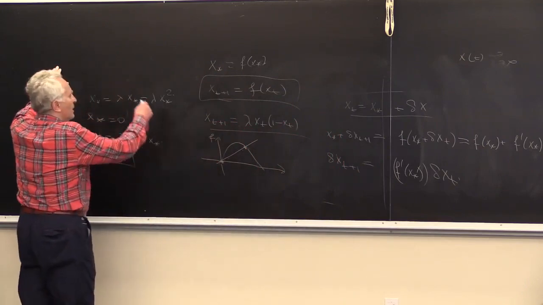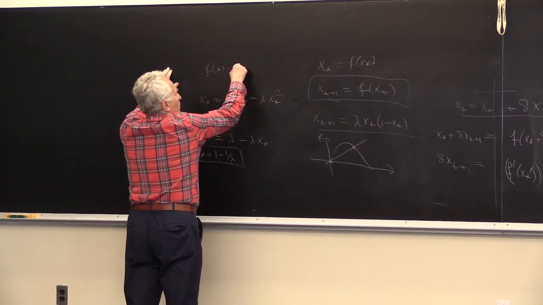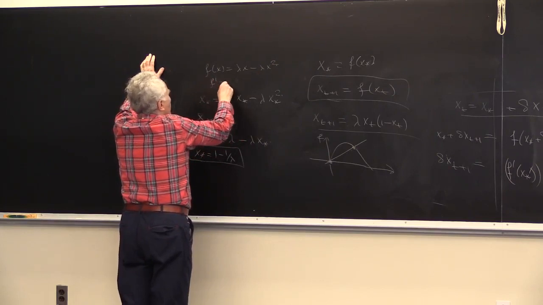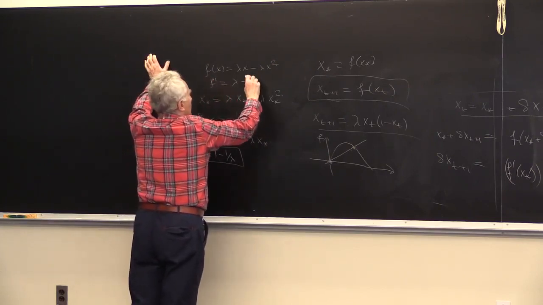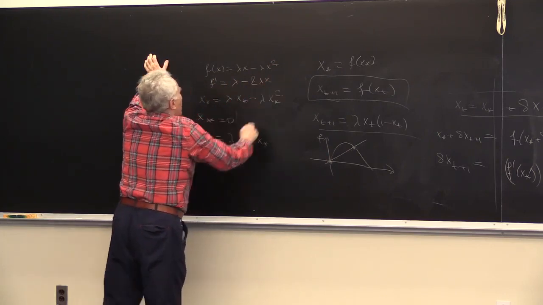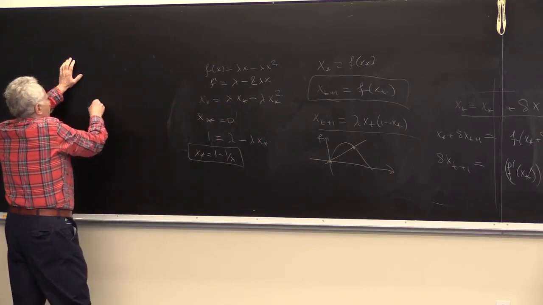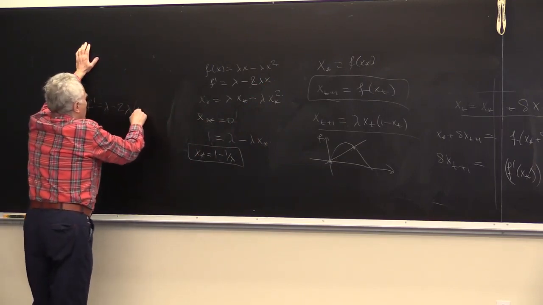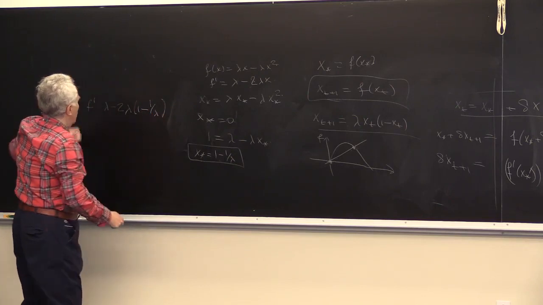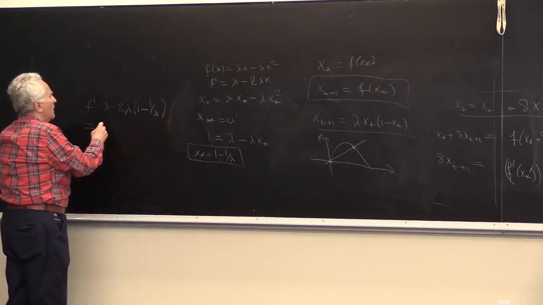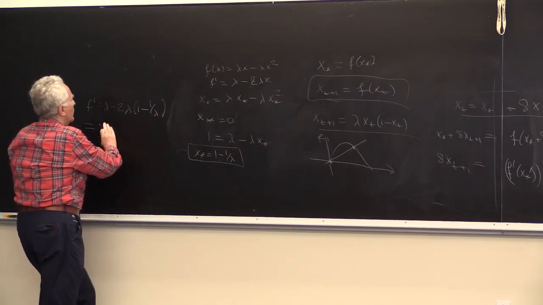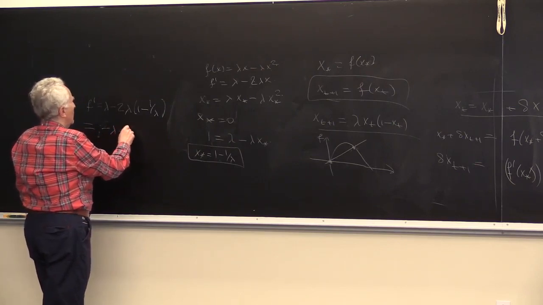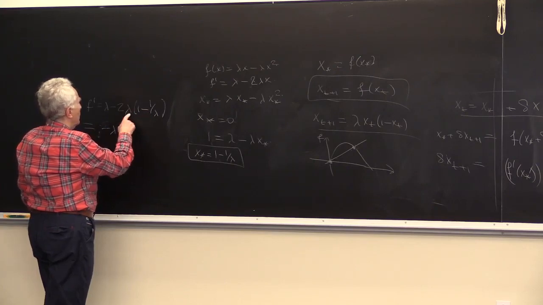We just look at the function f, which is lambda x minus lambda x squared. f prime is lambda minus 2 lambda x. So f prime is lambda minus 2 lambda times (1 minus 1 divided by lambda). I don't know if I make a mistake here. Lambda, so we have minus lambda plus this gives us 2, right?